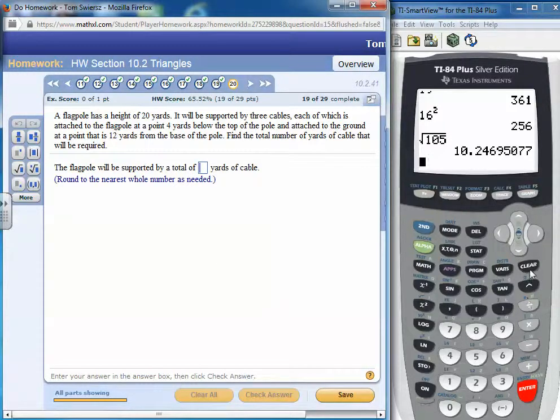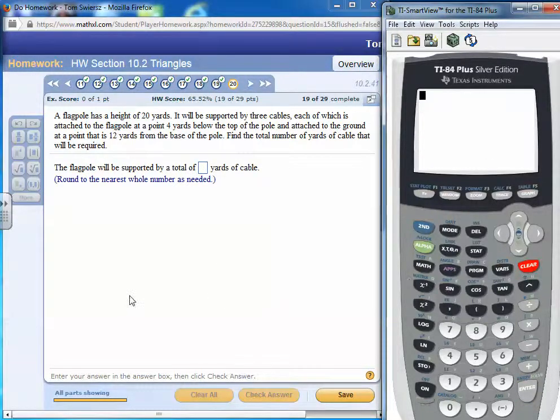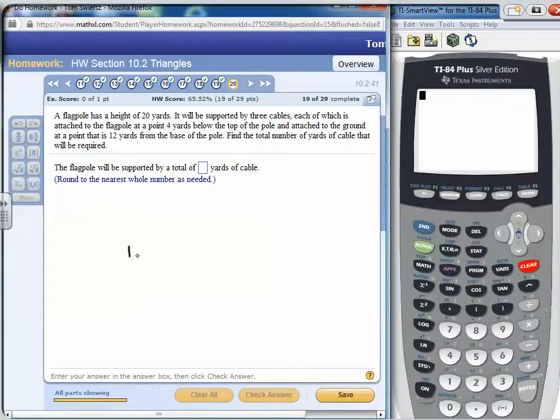Let's look at problem number 20. A flagpole has a height of 20 yards. Okay, so the flagpole has a height of 20 yards up. It will be supported by 3 cables, each of which is attached to the flagpole at a point 4 yards below the top of the flagpole.